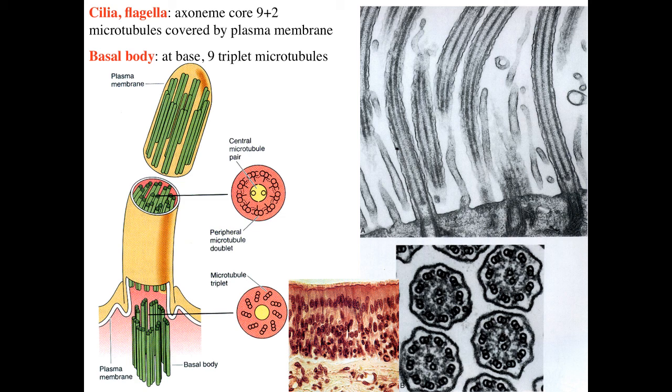And that gets us to this right now. Cilia or flagella have a microtubule core, an axoneme consisting of a core of 9 microtubules, 9 plus 2 actually. The microtubules are covered by a plasma membrane. At the base of the ciliary axoneme is a basal body. It's basically 9 triplet configurations of microtubules. This we'll talk about in more detail later in the course.